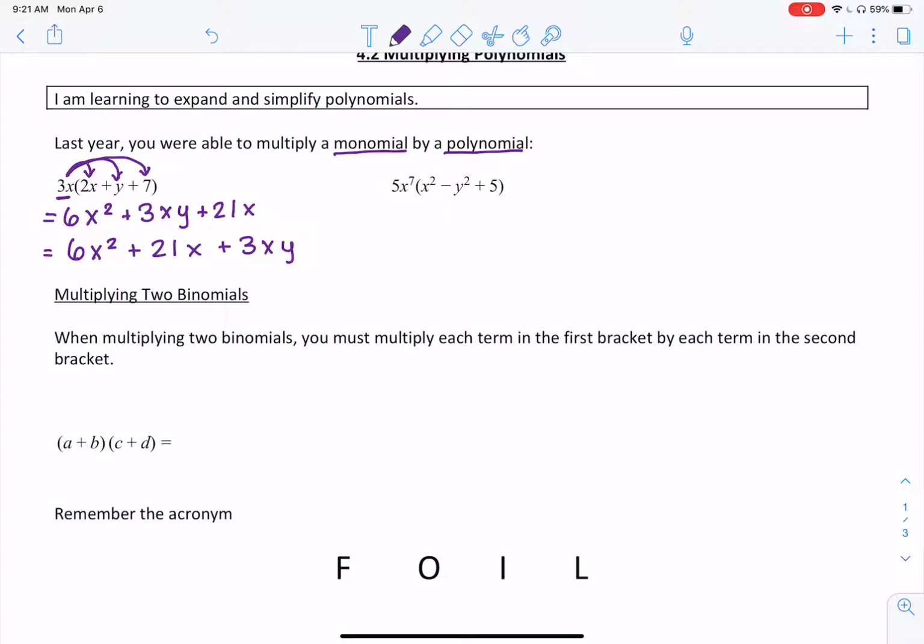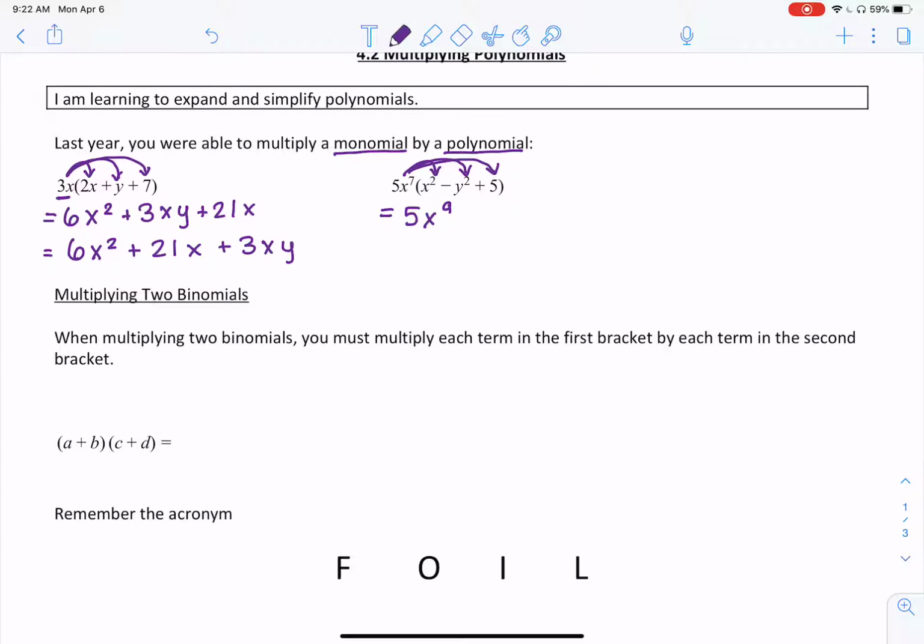For our second example, we're going to multiply in this 5x to the power of 7. So we'll draw our little arrows. We first start by multiplying our coefficients. So 5 times 1 is just 5. And then we'll multiply our x's. So x to the power of 7 multiplied by x to the power of 2. We keep our x, and then we add our exponents. So 7 plus 2 will give us 9.